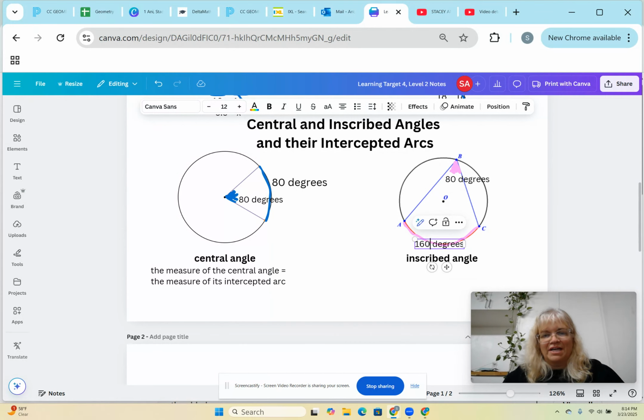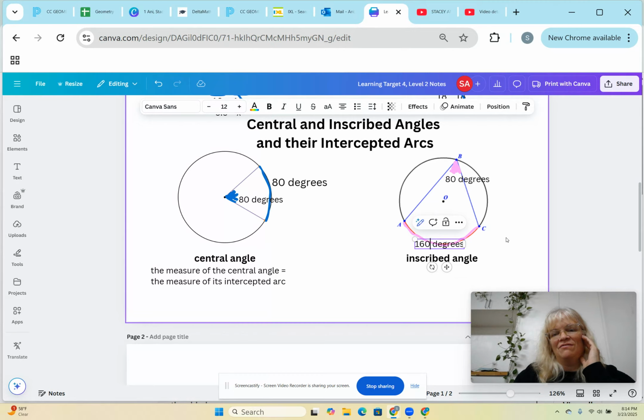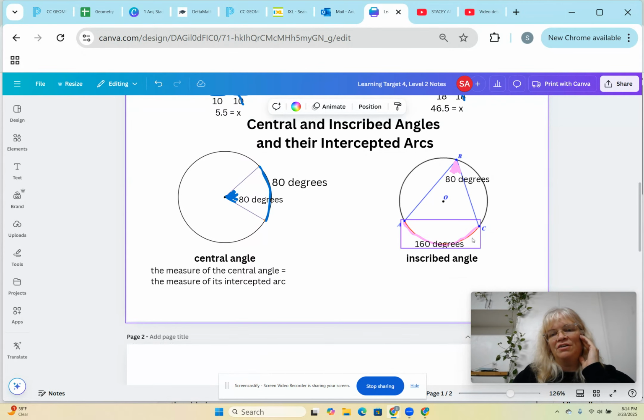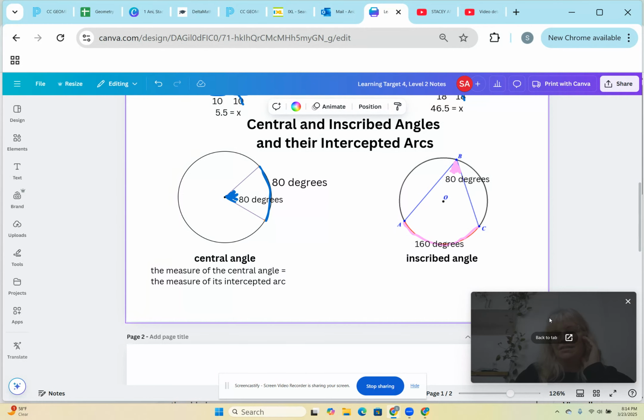And it also works the opposite way. For example, if they gave you an arc that was 100 degrees, you would know that the angle was 50 degrees. It would be half of that.